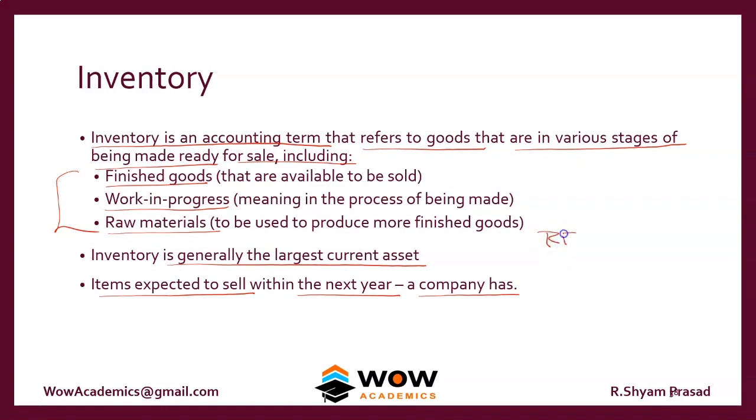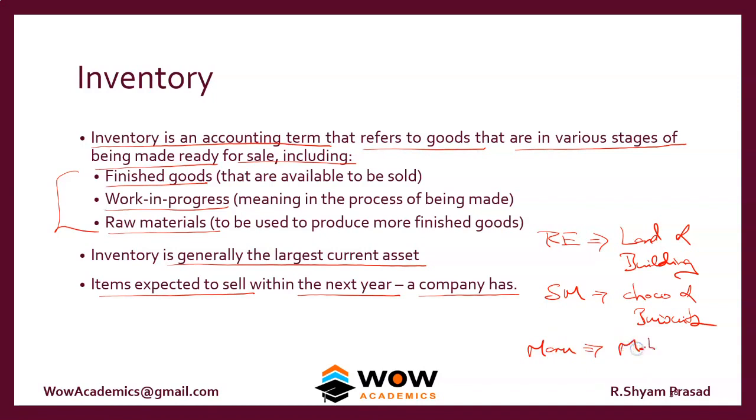For example, if you take a real estate company, for them the land and buildings are inventory. If you take a supermarket, for them all the chocolates and biscuits are the inventory. Or if you take a manufacturing company, assume a mobile phone manufacturing company, the mobile phones are the inventory. So it's not about the value of the asset, but whether the company is trying to sell the asset within a year. Selling the assets within the next year forms the basis of inventory.